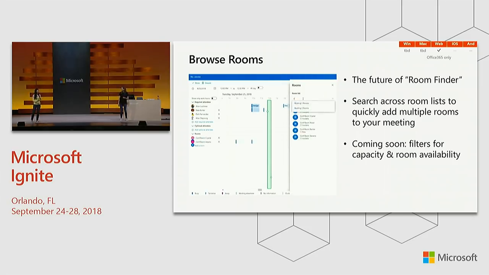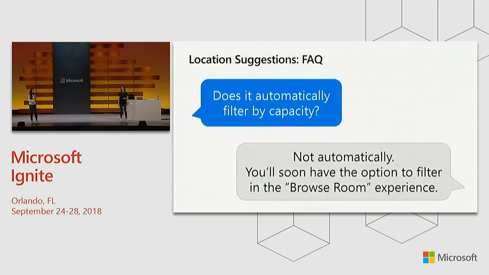We actually have a slide that talks to that, so I might just jump to that right now. We didn't plant this, I put it in the audience today. So the question is whether we automatically filter by capacity, and we don't automatically do that.